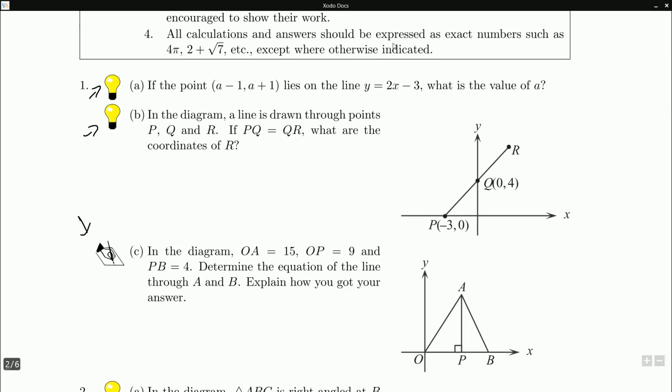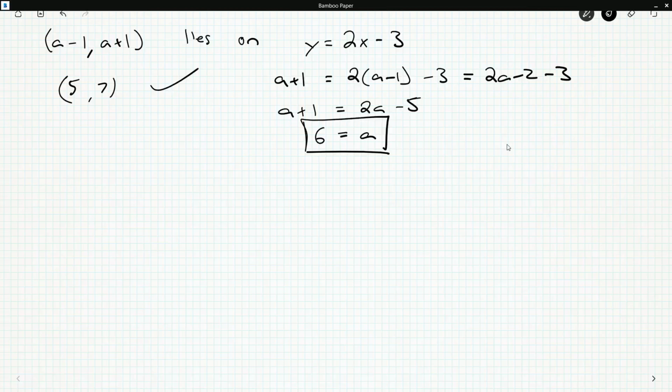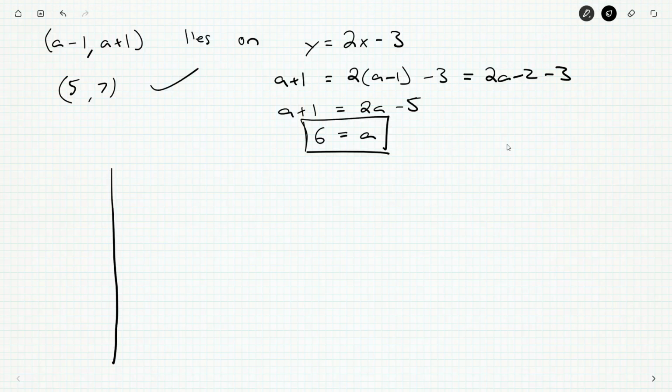Okay. So, B part. In the diagram, a line is drawn through points P, Q, and R. If PQ is equal to QR, so that sort of means that Q is the midpoint, what are the coordinates of R? Oh, okay. Well, let's give coordinates of R a name. So we'll just quickly draw our picture. I think we had P here and Q here, and then R is up here.